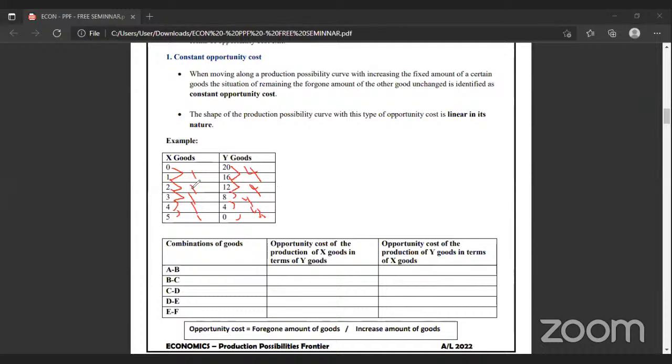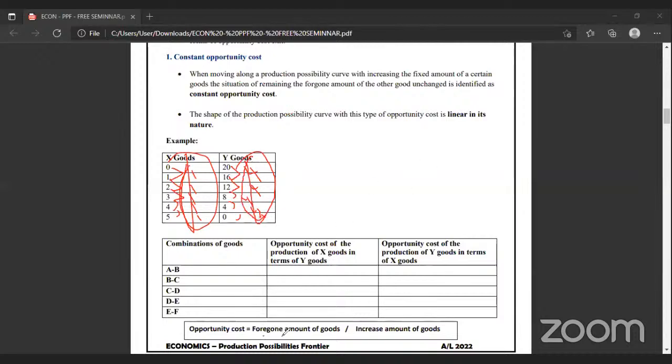Constant opportunity cost means when we are increasing a production at a constant fixed way, the sacrificing amount is constant. In the increasing opportunity cost, when we are increasing a particular production by a fixed amount, the sacrificing amount keeps on increasing, that is what we call increasing opportunity cost. Right? So constant means this value is constant, 4, 4, 4.